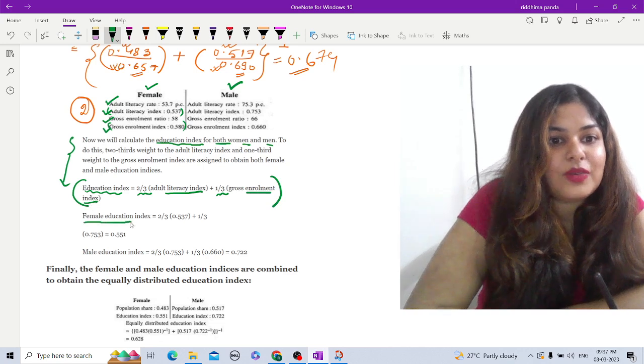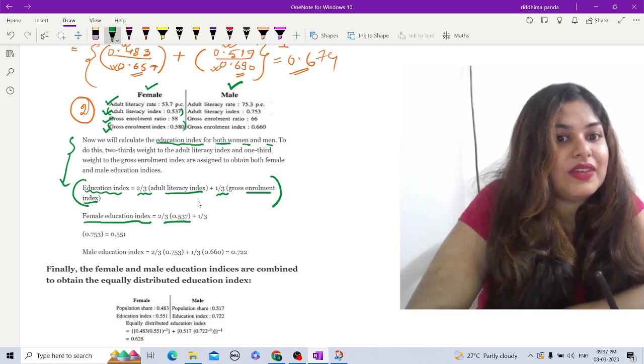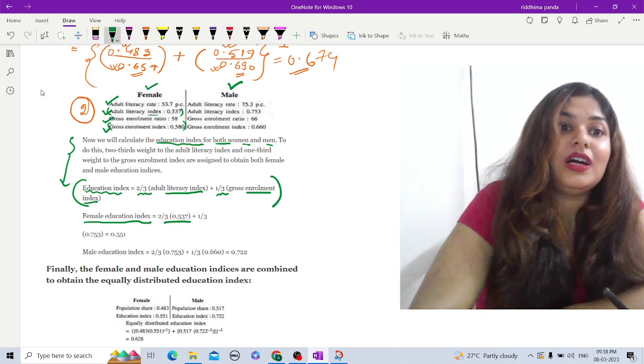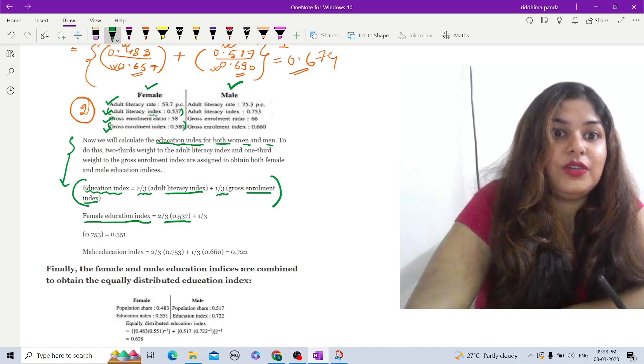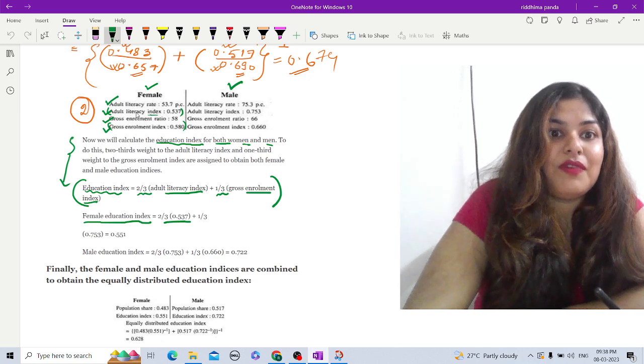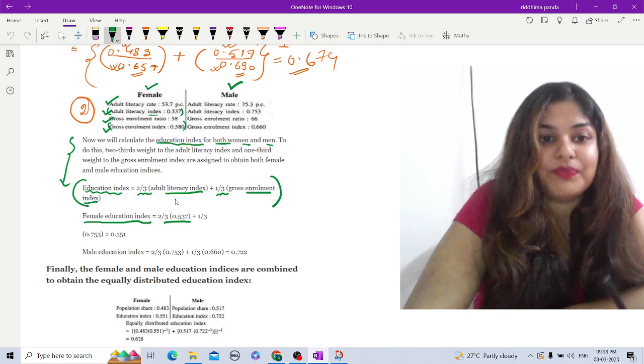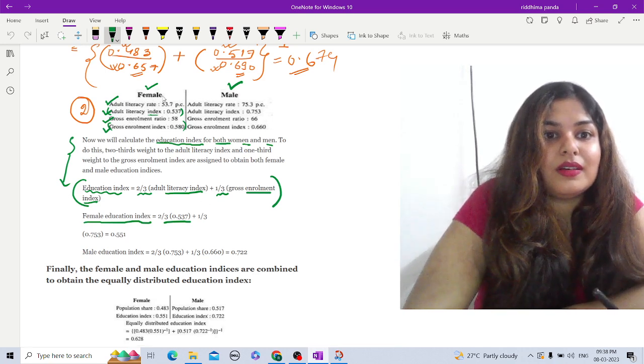So the female education index is how much? 2/3 multiplied by 0.537. Okay, 0.537 here it is given. How we have calculated this index is through the dimension index value, that is the formula that we have studied above, right? So here we will just put this value, that is, this is the index.